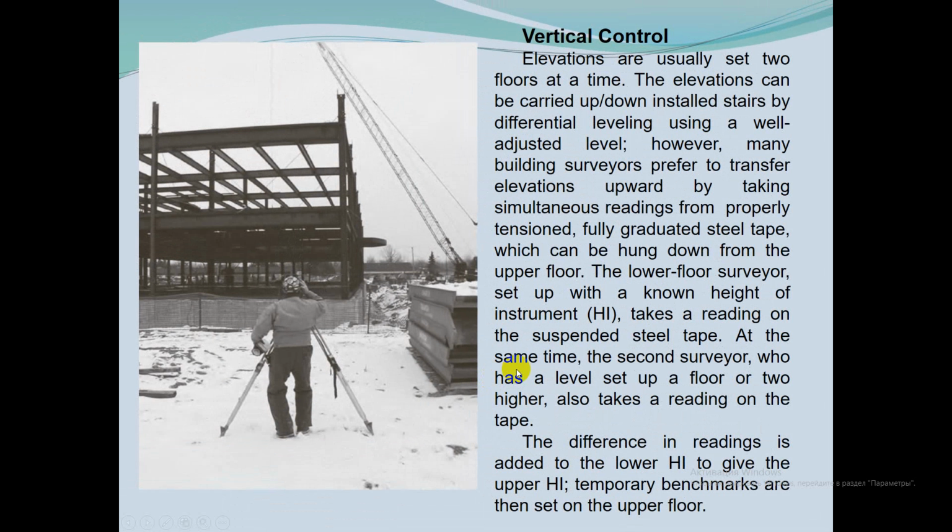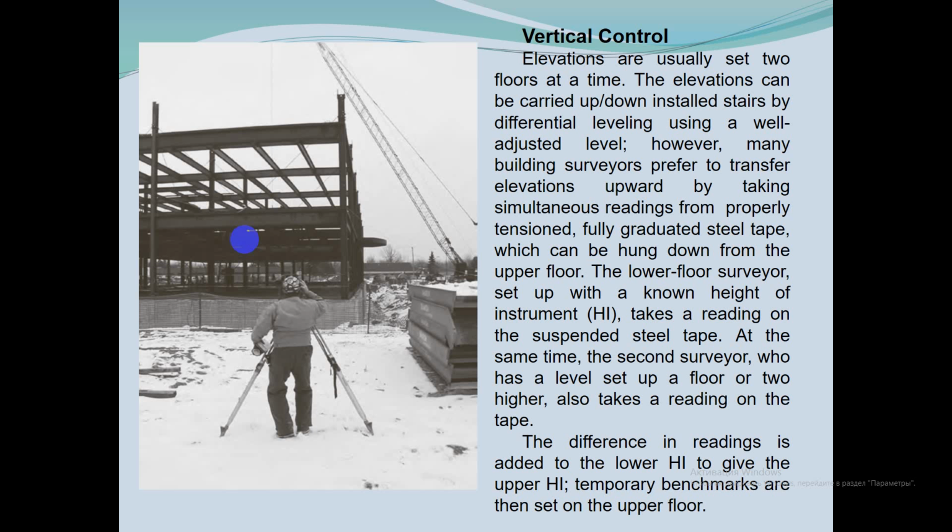Elevations are usually set 2 floors at a time. The elevations can be carried up or down installed stairs by differential leveling using a well-adjusted level. But many building surveyors prefer to transfer elevation upward by taking simultaneous readings from a properly tensioned, fully graduated steel tape, which can be hung down from the upper floor.